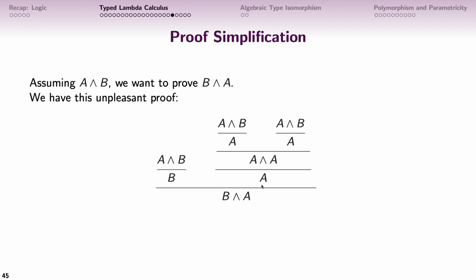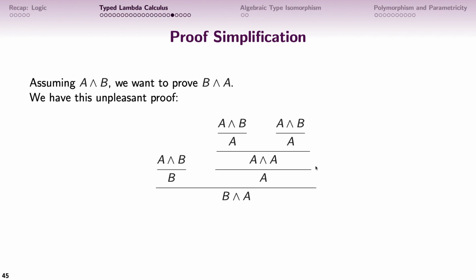So I've got this proof tree here, right? I show B and A, assuming A and B. So I work my way up. First I use my AND introduction rule, and that requires me to prove B. Here I use my AND elimination rule, and I get to my assumption A and B.